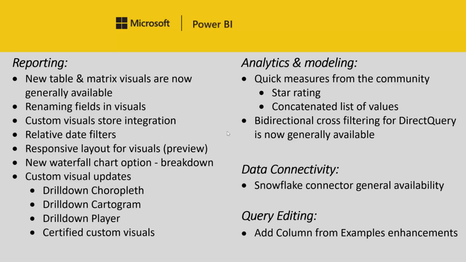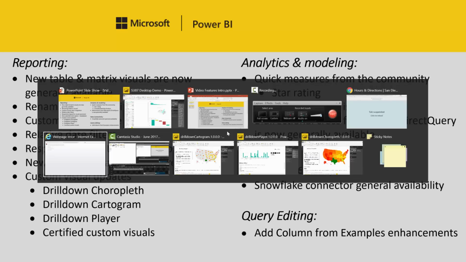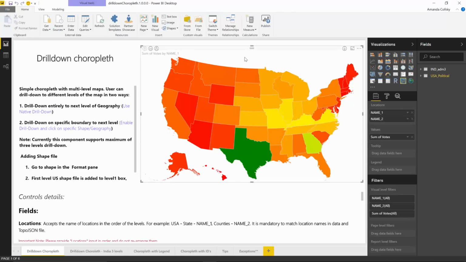So I have 3 I wanted to walk through today: a drill down choropleth, drill down cartogram, and drill down player. So if I go down to my workbook for the choropleth, you'll see what this is. It's very similar to the preview shape map visual we have. It's your own map. It's your own map file that you're using here.